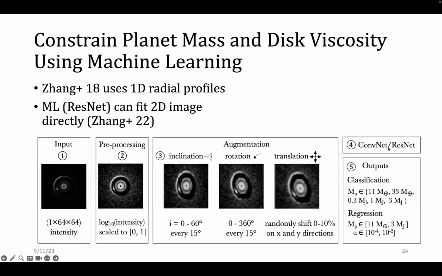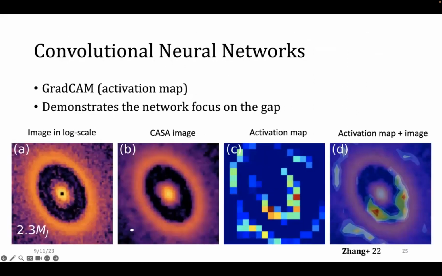And finally, we feed them into a residual net and do a regression problem for the planet mass and alpha viscosity, so that we can get a continuous value of the planet mass and viscosity. And we have a very good, accurate prediction. The standard deviations of the uncertainty of the planet mass and the viscosity are all within 0.2 dex.